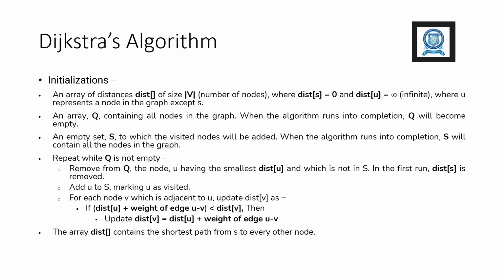Remove from Q the node U having the smallest distance and which is not in S. In the first run, dist[S] is removed. Add U to S, marking U as visited. For each node V which is adjacent to U, update dist[V] as follows: if dist[U] plus weight of edge U-V is less than dist[V], then update dist[V] = dist[U] + weight of edge U-V. The array dist contains the shortest path from S to every other node.